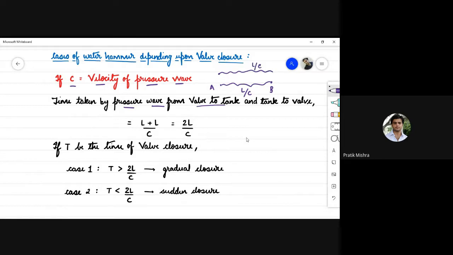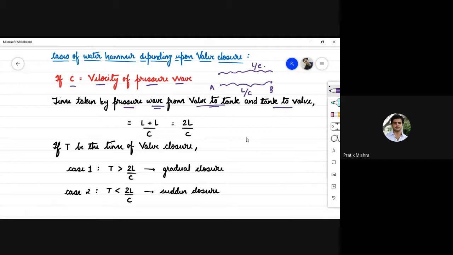तो अगर मैं आपसे टोटल टाइम पूछूं कि शॉक वेव को B से A और देन A से B आने में टोटल टाइम कितना लगा, that will be L plus L by C, which will be equal to 2L by C. Depending upon this time, we classify the closing of valve either as gradual closure or sudden closure. 2L by C is the total time taken by the shock wave or the pressure wave to travel from valve to tank and from tank to valve.